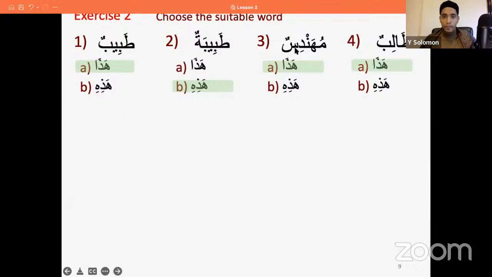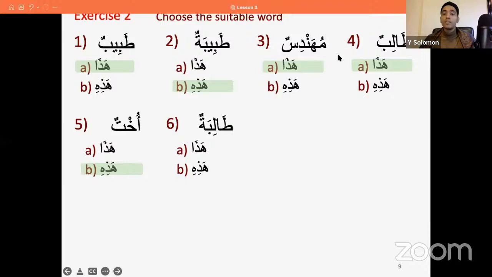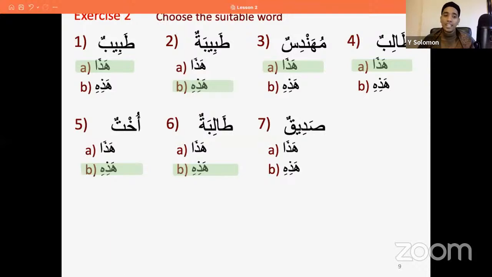Okay. طالب, is that هذا or هذه? That's correct. هذا طالب because it's a masculine word. How about أخت? The word أخت means a sister. Is it هذا or هذه? That's correct. Okay. طالبة. Is it هذا or هذه? That's correct. صديق. Is it هذا or is it هذه?